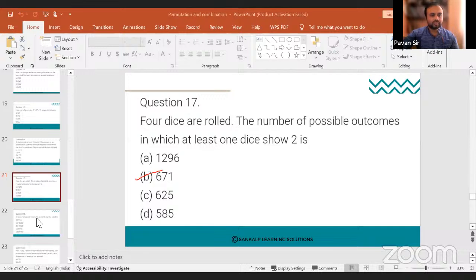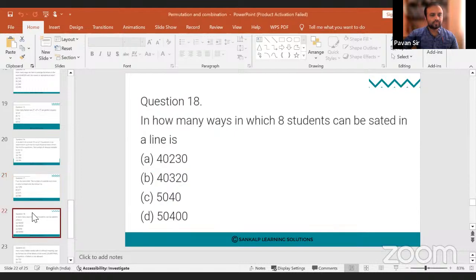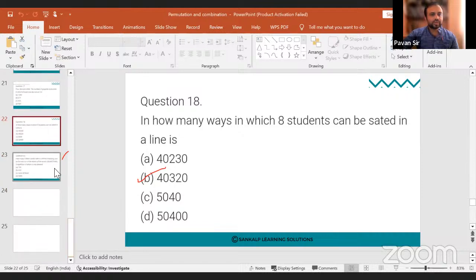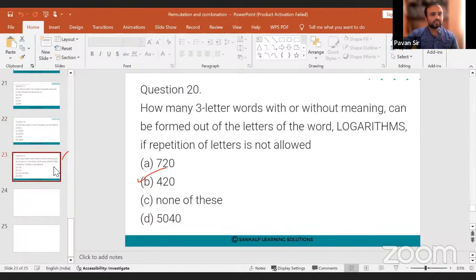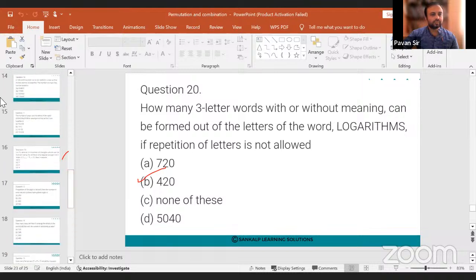Next question. Option B is the correct answer for this. Next question. Last one. This is not the answer. Please wait for a minute. Option A is the correct answer.